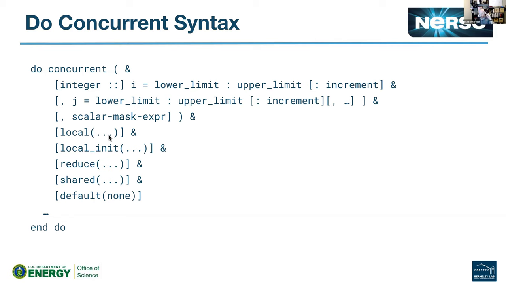Local says that there is a separate copy of this variable for every iteration of the loop, meaning it doesn't initially have any value, and no iteration can see what the value is for any other iteration. Local init says the same type of thing, except that the variable will start every iteration of the loop with the same value that the outside variable had on entry to the loop. I don't really ever have much use for that type of construct, but it is there.